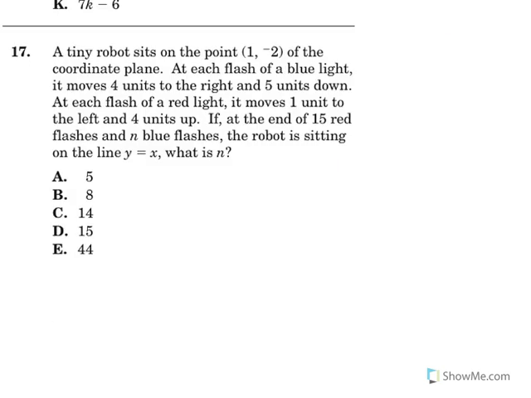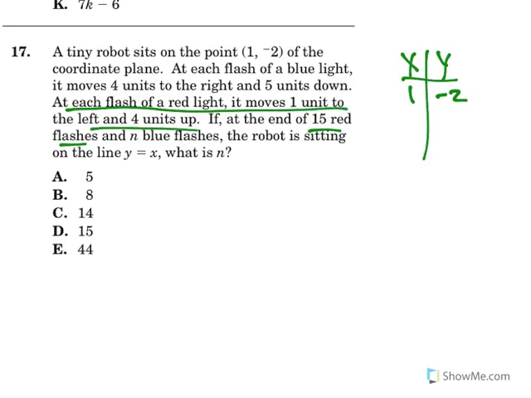All right, this one's pretty hard. I got to say, this one was hard. So it says we start at 1, negative 2. Maybe I'll use this table. And it says there's 15 red flashes. At each red flash, it goes 1 to the left and 4 up. So I'm going to go 15 to the left, so that means I'm going to be at negative 14 from 1. And I'm going to go 4 units up 15 times, so I'm going to go 60 units up. So after my 15 red flashes, this is where I'm at, negative 14, 58.